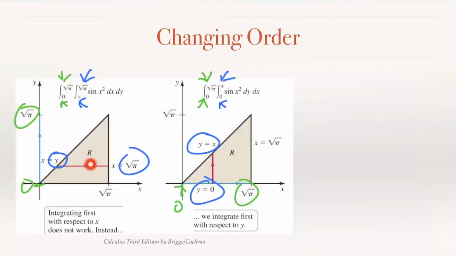So slicing this way, integrating sine of x squared dx is actually impossible in terms of elementary functions. However, integrating sine of x squared dy is easy because sine of x squared is constant relative to dy. So that's a direct integral, and then once you do that, you can also integrate dx. So again, if one order of integration creates a very difficult or even impossible integral on the inside, try integrating the other way, and it might become much easier.